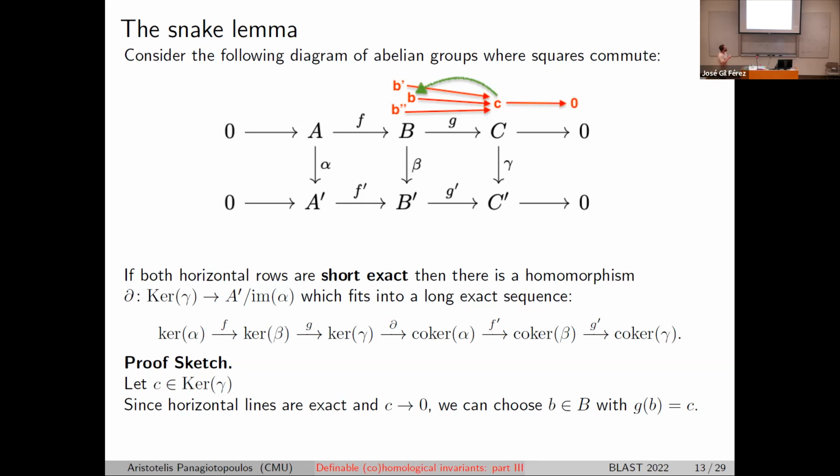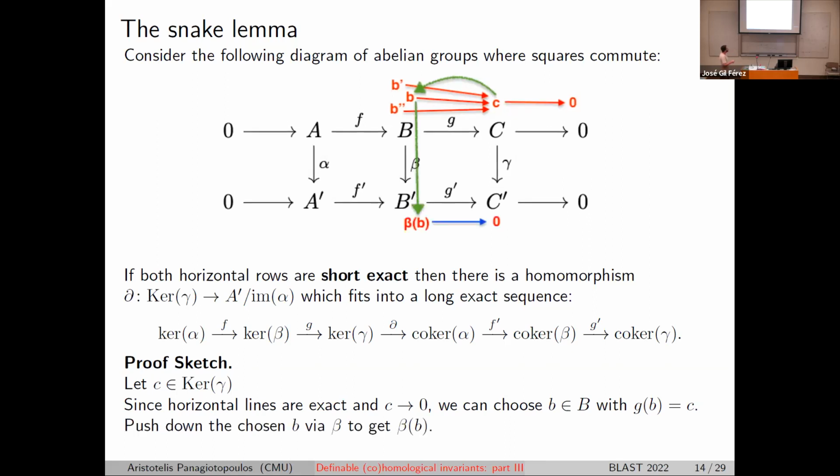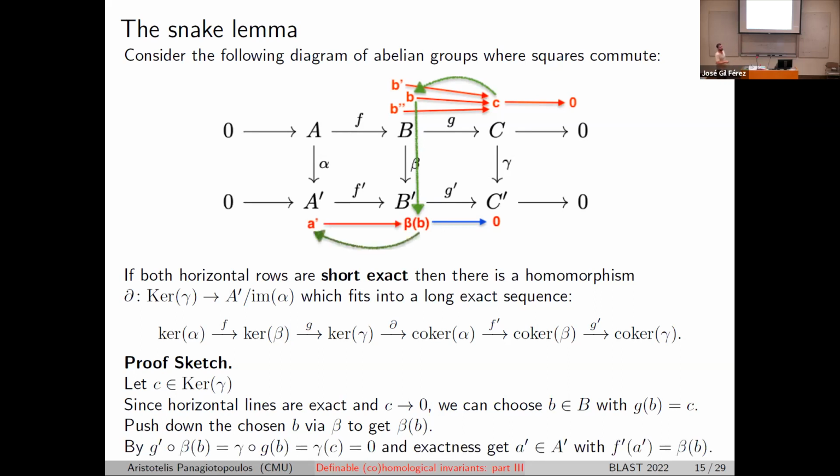Okay, once I have chosen one, there is a natural direction now: I can use this beta here. I can push what I chose down. Now c being in the kernel of gamma means that when I push it down, it goes to 0. So this means that this bit that I chose, if I go that way and that way, I go to 0. But because the diagram commutes, if I go that way and that way, I also go to 0. This means that this goes to 0. And because this goes to 0, it means I can lift it up from exactness.